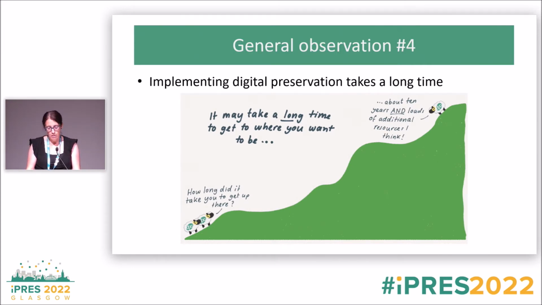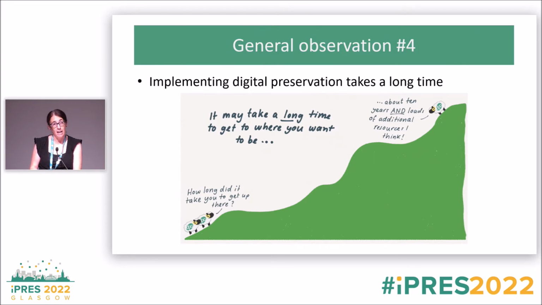So I don't think this observation is going to knock anyone's socks off. Implementing digital preservation takes a long time. We've only been collecting data for 3 years, but I think it's fair to say we don't see members leaping up the hill 2 steps at a time. Definitely not. Quite the opposite. It's a very slow and steady ascent. So be prepared for a slow journey, is all I want to say, really.